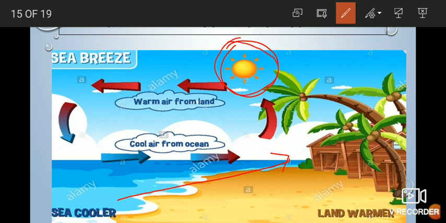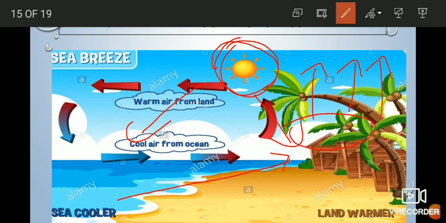Daytime, the sun is nice and up. It gives heat to the sea, it gives heat to the land also. But the land heats up very fast. It becomes hot very, very fast. And similarly, the air above the land also heats up and starts to move upwards, leaving an empty space over the land.